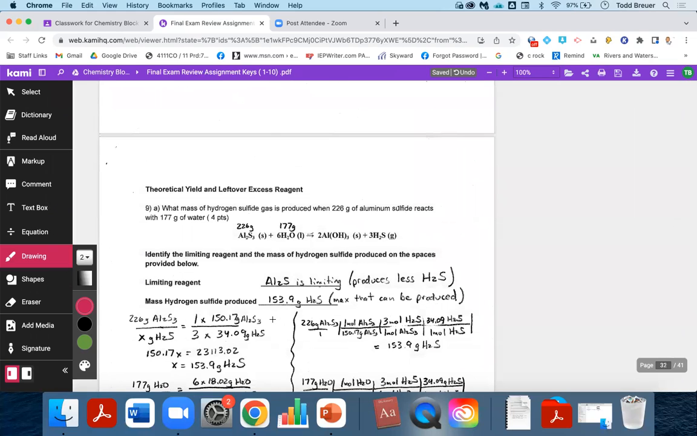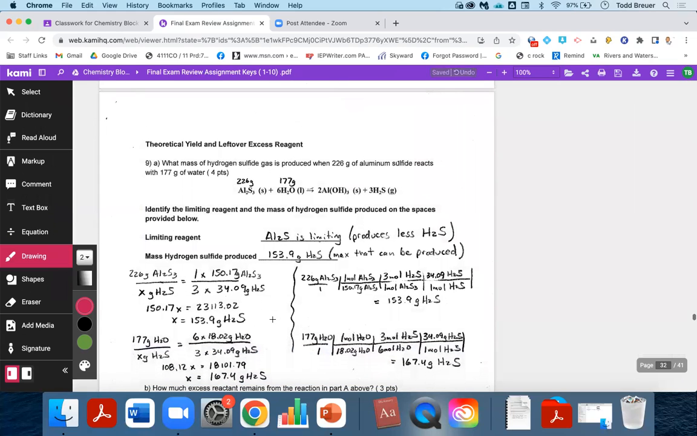Okay. So we got a question here about theoretical yield. What you're going to notice, I highlighted here, there's 226 grams of aluminum sulfide and 177 grams of water. Well, what's going to happen is one of these piles is going to run out. So let's find out which one runs out first, because that's going to be the limiting reagent. The way we determine the limiting reagent is we turn it into either product. We either can make it the H2S amount, or we can make it the aluminum hydroxide, Al(OH)3 amount.